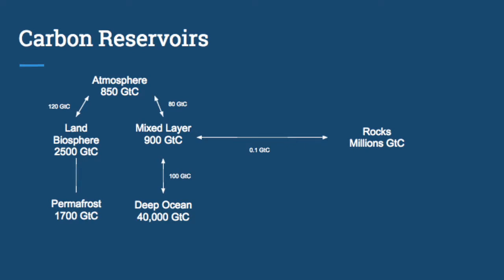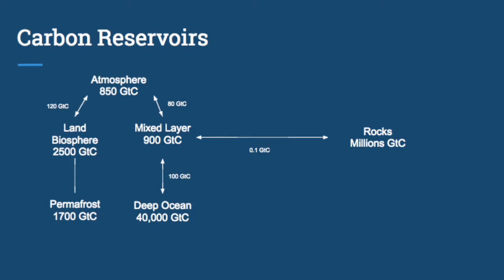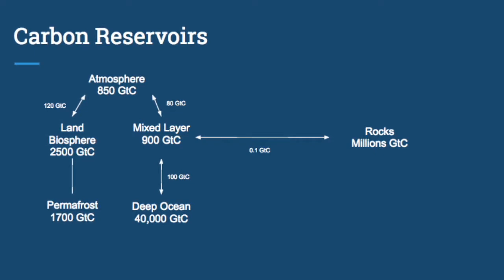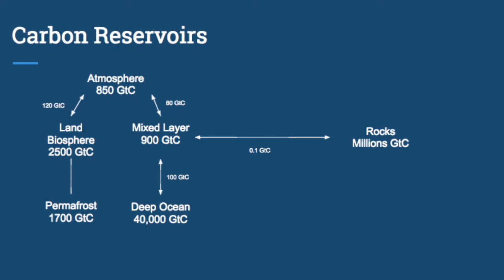The land biosphere contains roughly 2,500 gigatons of carbon and has a turnover rate of 21 years. The land biosphere sends carbon back to the atmosphere through the decomposition of organic matter, but the land biosphere also sends carbon into a category known as permafrost through the freezing of organic matter, and this permafrost contains roughly 1,700 gigatons of carbon.